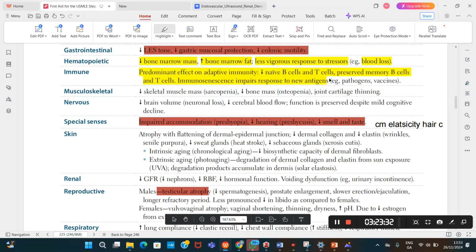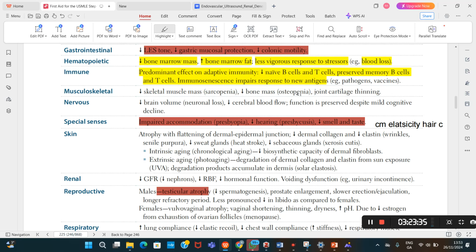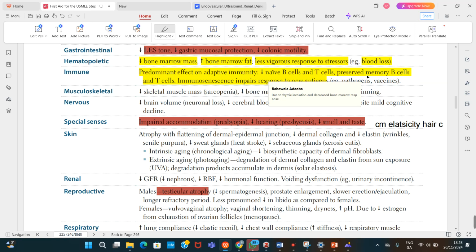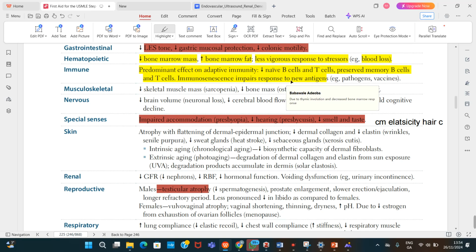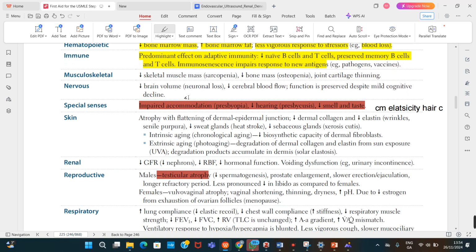These naive B cells are the ones that will form the memory B cells. If a new infection comes in, your naive B cell will differentiate into a memory B cell that can recognize that infection in the future. What I'm saying now is that with aging, these naive B cells are depleted. But all the memory B cells that the patient has formed from birth till that age will still be there. I'm just giving an analogy so that you understand what I'm saying. That's why they cannot respond to new antigens, because they don't have any naive B cells. So if you give them a vaccine, nothing will be provoked.